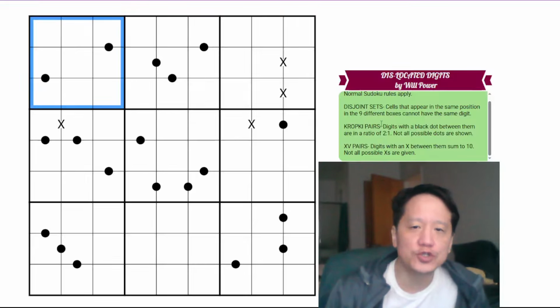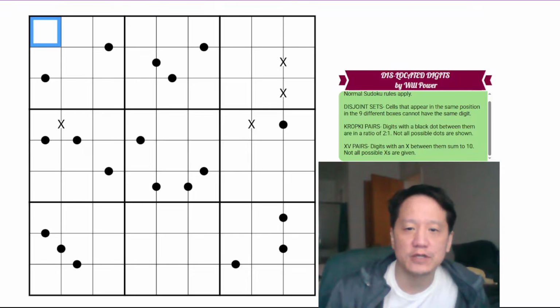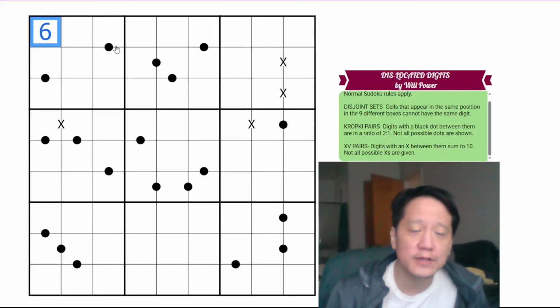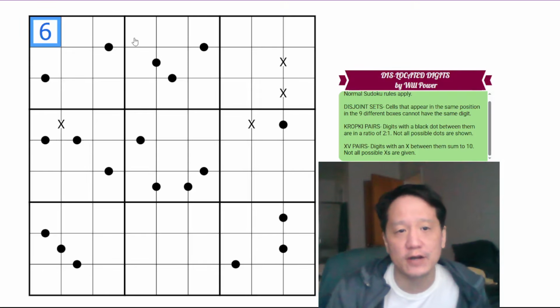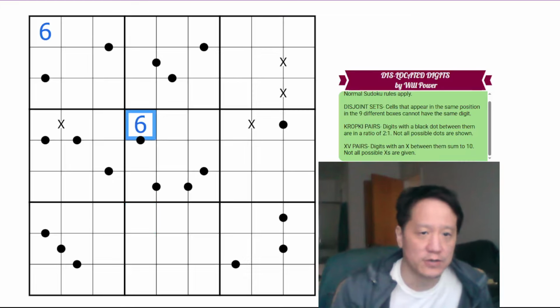We have disjoint sets, where cells that appear in the same position in the 9 different boxes cannot have the same digit. So for example, say there was a 6 in this position in this box here. That means in the upper left-hand corner of every other box, you could also not have a 6, because that's what disjoint sets are, right? So you could not have a 6 here.